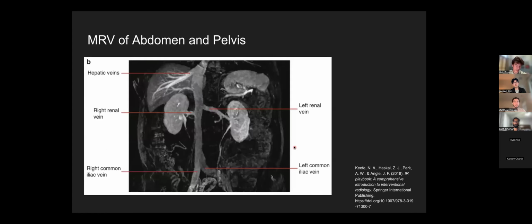This is an MRV of the abdomen and pelvis. I'll talk about the portal system soon, but a good way I like to remember that the hepatic vein is superior is that the first letter of hepatic is H. H is the first letter in high, like high above. So the hepatic vein is above the liver, and then you have the portal vein, which is below it. I'll talk about that soon.